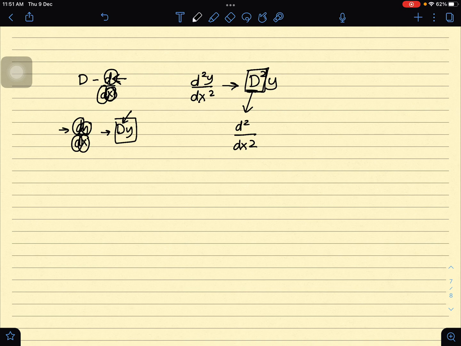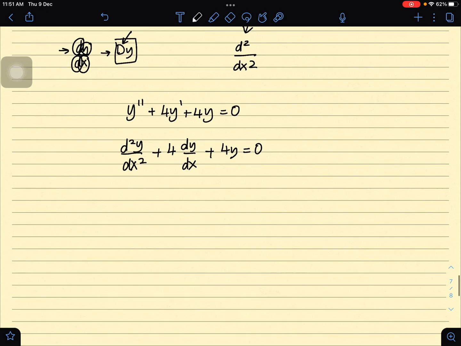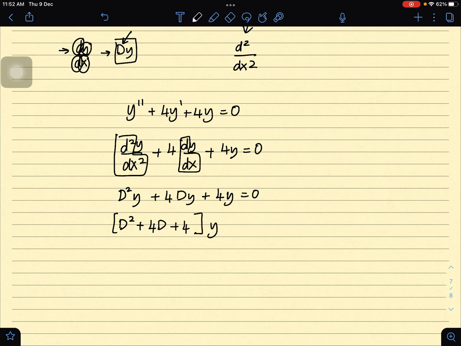So if you have a second order differential equation, for example, y double prime plus 4y prime plus 4y equal to 0, we can write this differential equation in terms of d squared y over dx squared plus 4 dy/dx plus 4y equal to 0. We know that this derivative symbol can be transformed into the differential operator, where d squared over dx squared can be written as D squared y, plus 4Dy, because this one is order one, d/dx is equal to D, plus 4y equal to 0. Therefore, this can be written as (D squared plus 4D plus 4)y equal to 0.